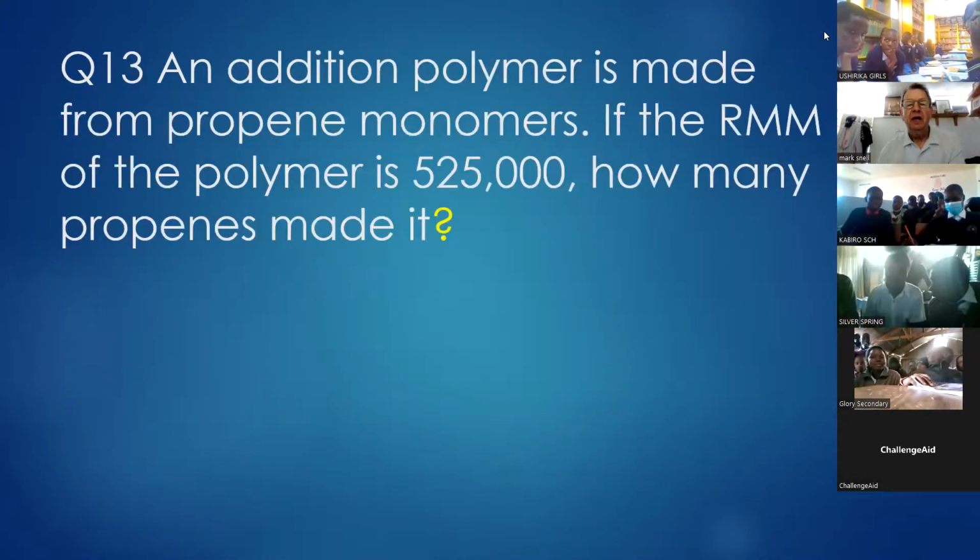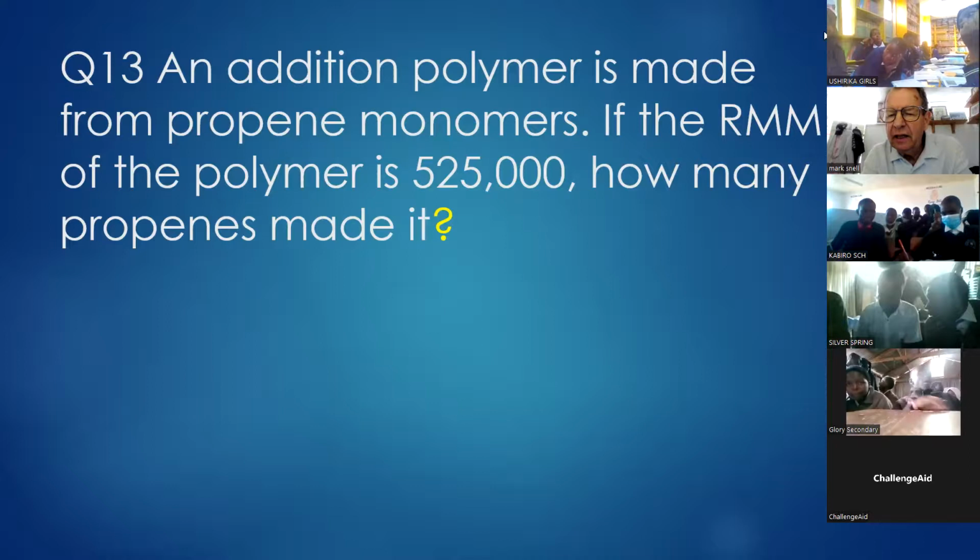Last question. An addition polymer is made from propene. If the RMM of the polymer is 525,000, how many propenes were needed? So propene is C3H6. Try and work it out. How many propenes would join together to make a polymer with an RMM of 525,000? Take a moment. You might need a calculator.